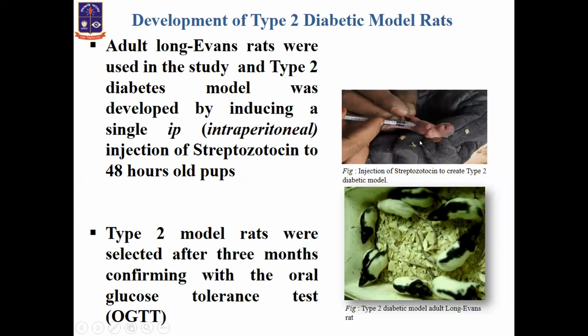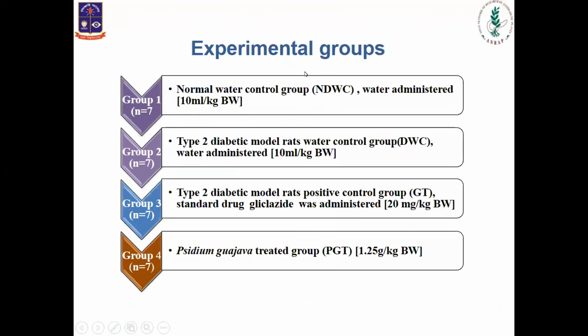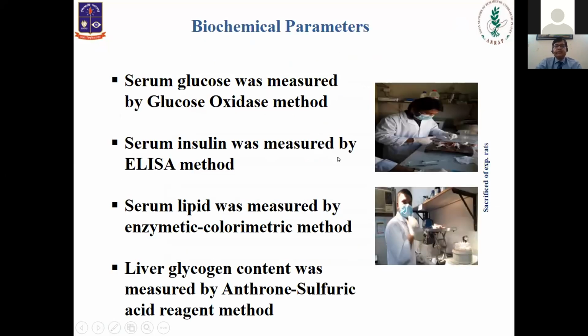You see from the right side the picture, 2 day old pups, rat pups, were given streptozotocin injection to induce diabetes, and after 3 months, when these rats were a little bit adult, he used them for his experiment. And for his experiment, he categorized 4 groups. Group 1 was only rats with normal water feeding, then a streptozotocin induced group, and again he used a positive control with the drug glibenclamide, and another with his plant extract, and he was looking for the activity of this plant compared with all other groups. And these are the biochemical parameters. Serum glucose was measured by the glucose oxidase method.